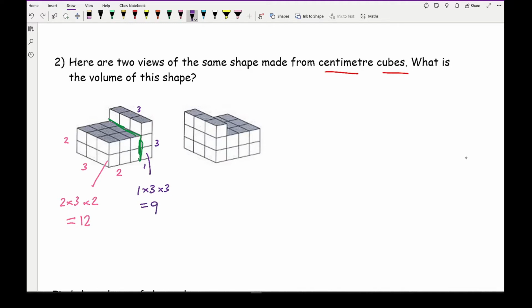And then to work out the total shape, all I need to do is add the two together. So I've got 12 plus 9 equals 21. And again, don't forget the units, which is centimeter cubed.